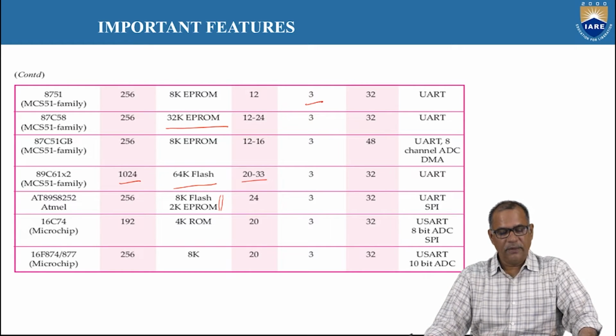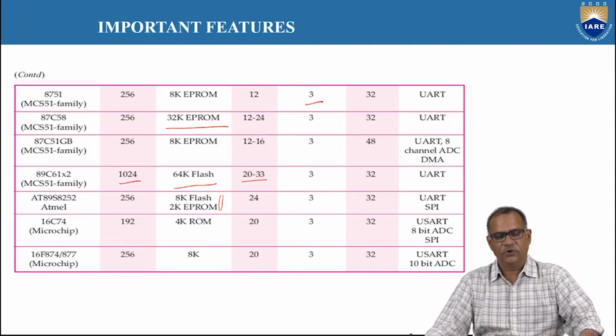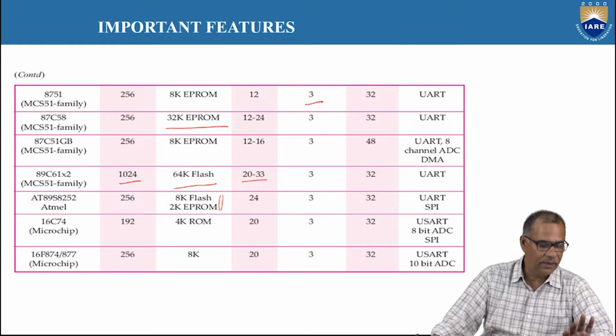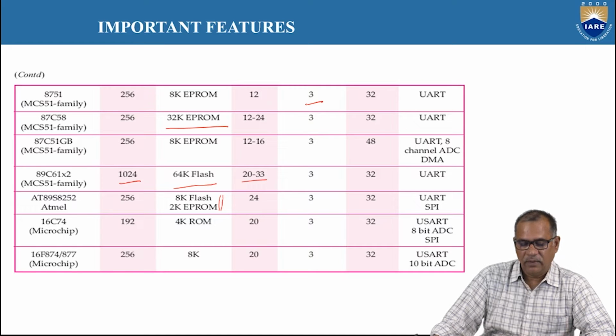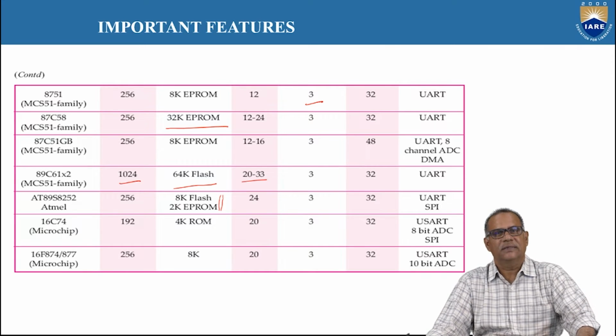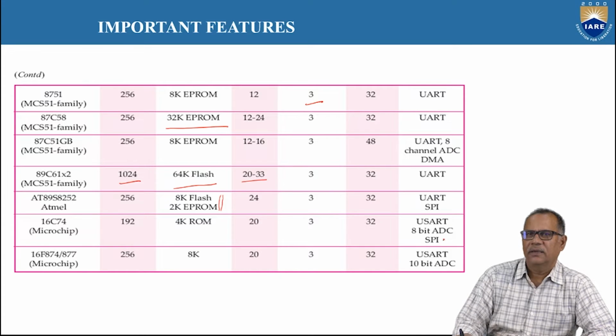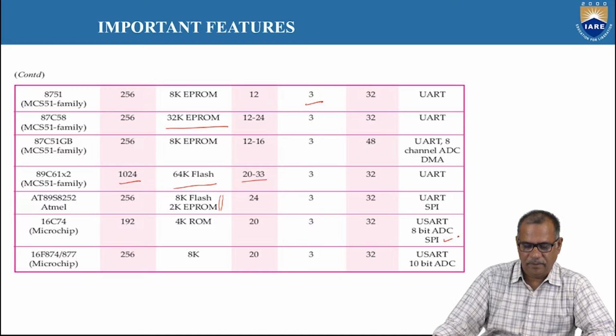The Microchip company has also made microcontrollers. They are the 16C74 and 16F874, and these have 192 bytes of RAM and 4K ROM, and work with a 20 megahertz clock, 3 timers and 32 IO lines, and it has USART. USART is Universal Synchronous Asynchronous Receiver Transmitter, and it also has an 8-bit ADC and serial parallel interface.